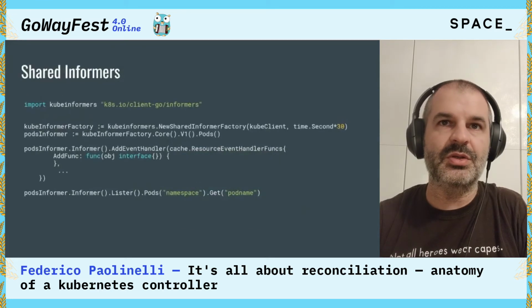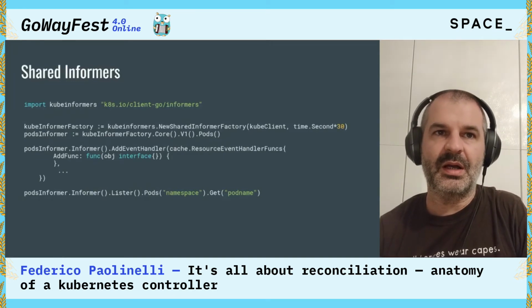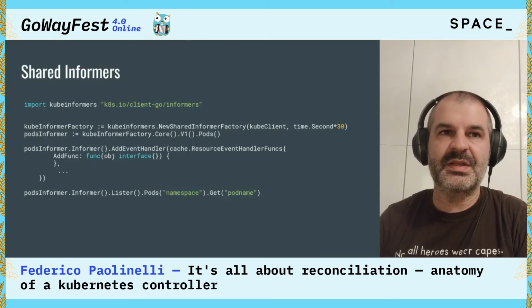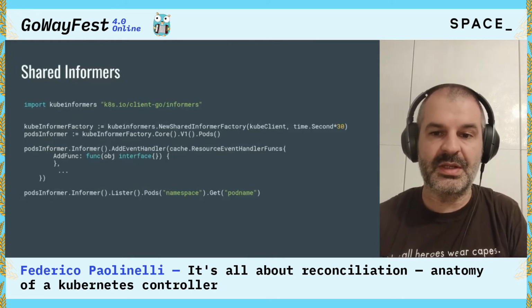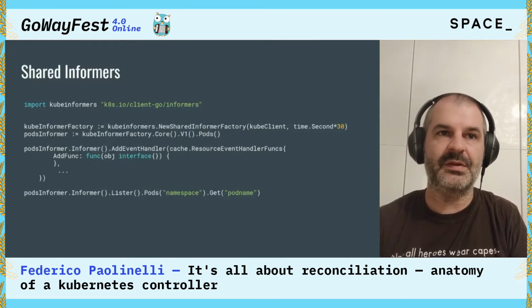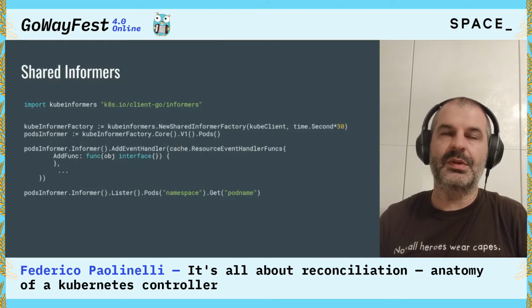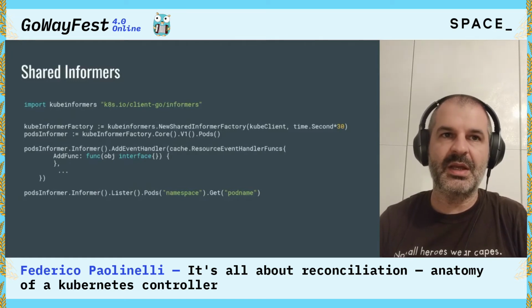The one we should really use is shared informers. Shared informers is yet a higher level construct, and the difference is that if you use many shared informers in the same process, they will share the same connection through the API server for the same object. So you watch once, you put less burden on the API server, and you can add as many handlers as you want.